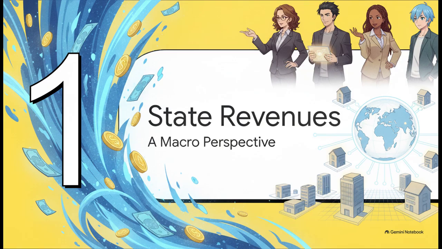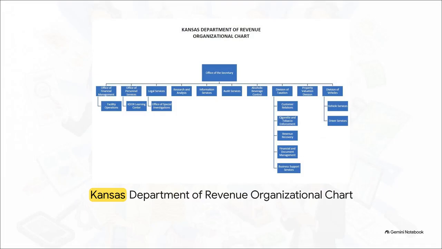All right, let's jump right into Section 1, State Revenue Ecosystems, taking a macro perspective. To really wrap our heads around local property taxes, we first got to zoom out and look at the macro level. Take the Kansas Department of Revenue, for example. It operates as this massive, highly centralized organizational structure. You've got an office of the secretary sitting at the top, overseeing these unified divisions, things like taxation, property valuation, and vehicles. The whole shebang is designed to collect taxes efficiently across an entire state.